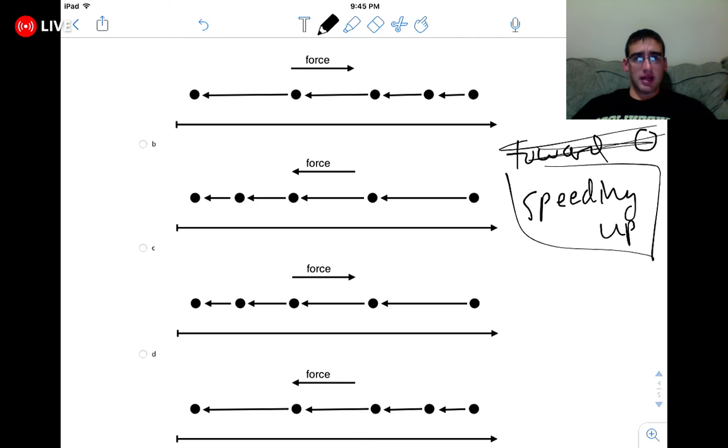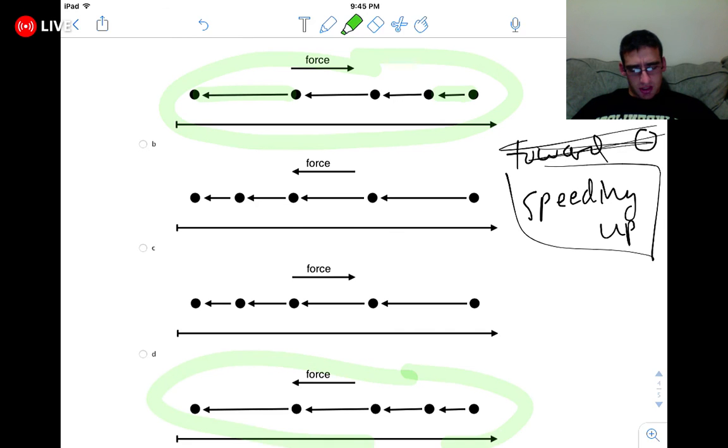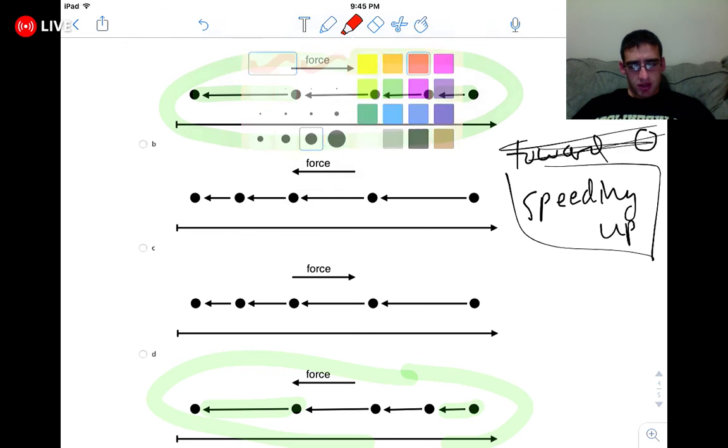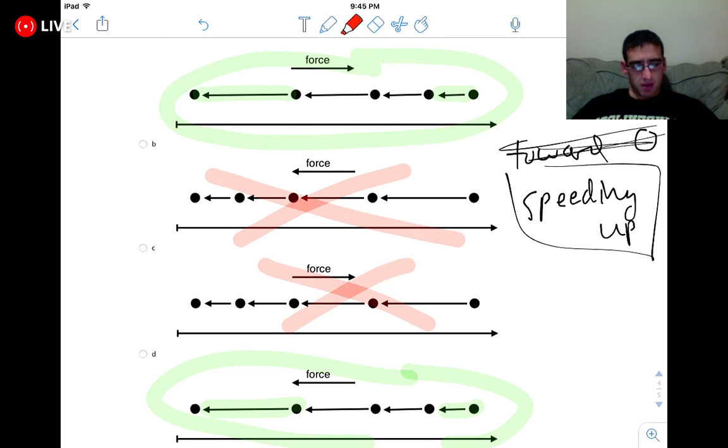Speeding up, remember, should mean that the arrows start short and then gradually get longer and longer. Longer arrows are faster. So I see that this one looks like it's starting short right here and then getting longer. This one looks like it's starting short and getting longer. The other two are starting long and then getting short, so I'm just going to cross those off. Okay, so now I want to focus on these two that are left.